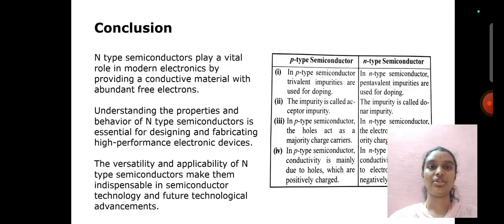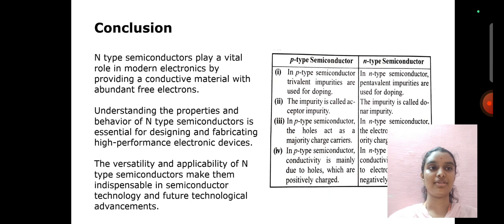The conclusion: N-type semiconductors play a very vital role in modern technologies and electronics by providing a conductive material with abundant free electrons. Understanding the properties and behavior of N-type semiconductors is essential for designing and fabricating high performance electronic devices. The versatility and applicability of N-type semiconductors make them indispensable in semiconductor technology and future technological advancements.